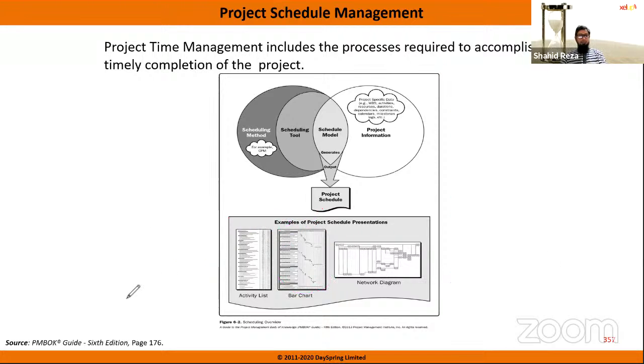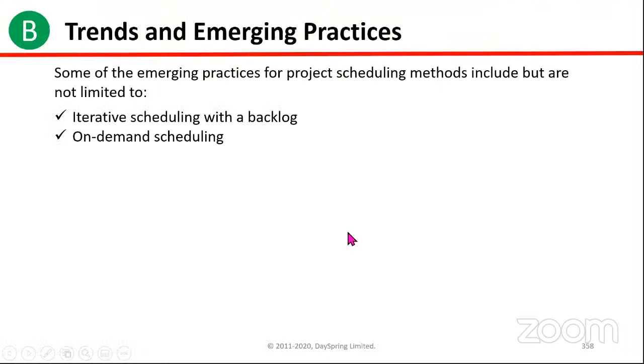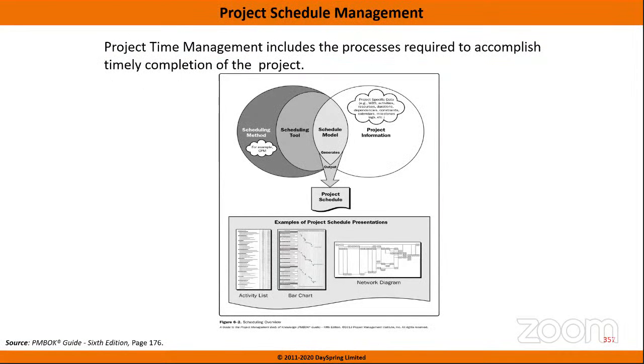Rajay bhai, in your earlier presentation, the slide with the scheduling method and scheduling tool, these are all a Venn diagram, right? So which one comes first? First the circle thing, and then the output through this activity list, bar chart, and network diagram, right? This is how it evolves. This is the final output actually. The last output, the below one.